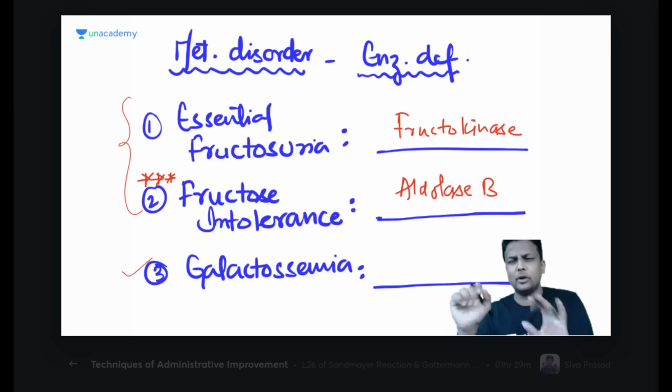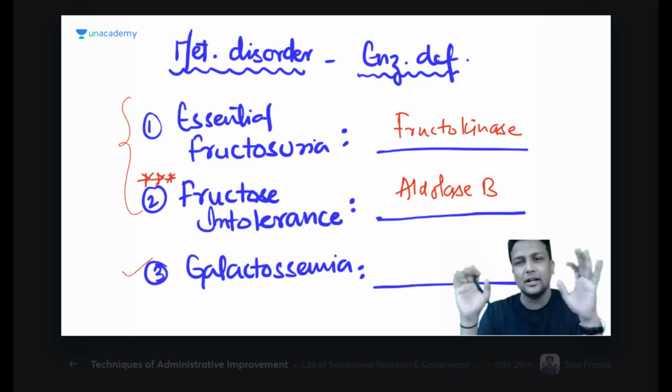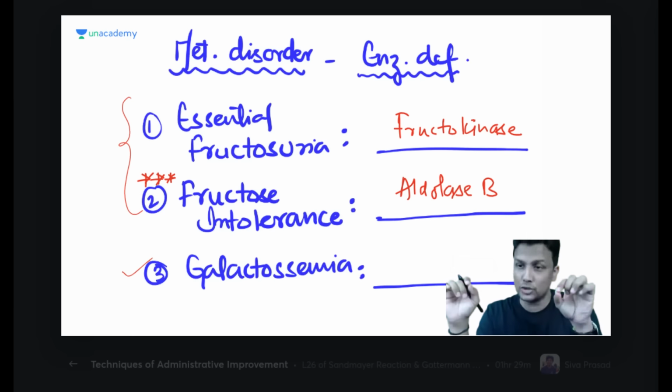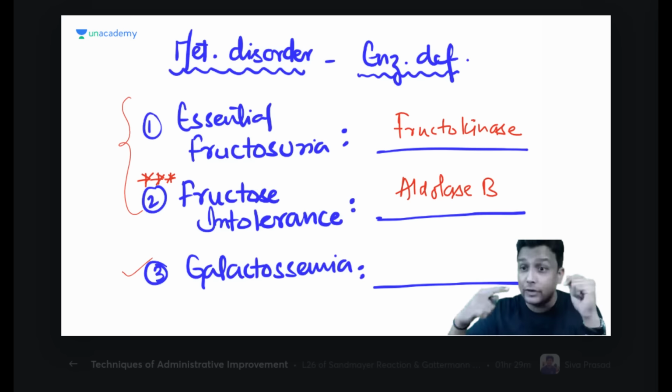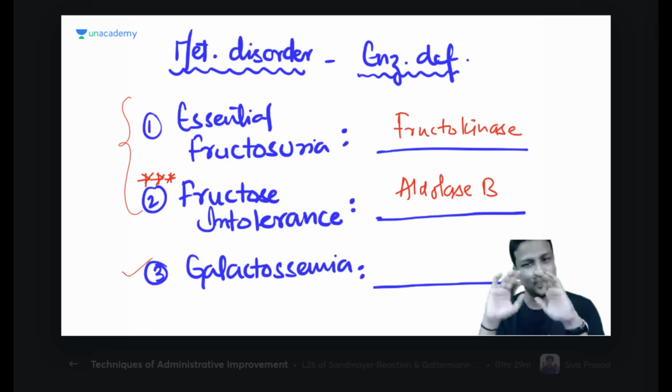Lovely. So in fructose metabolism, no need to learn anything else, guys. The only two things that you have to learn here are essential fructosuria and fructose intolerance. Out of these two, fructose intolerance will be more important, guys. That is due to deficiency of what? It's due to deficiency of Aldolase B. Lovely. Done. Now welcome to galactosemia.